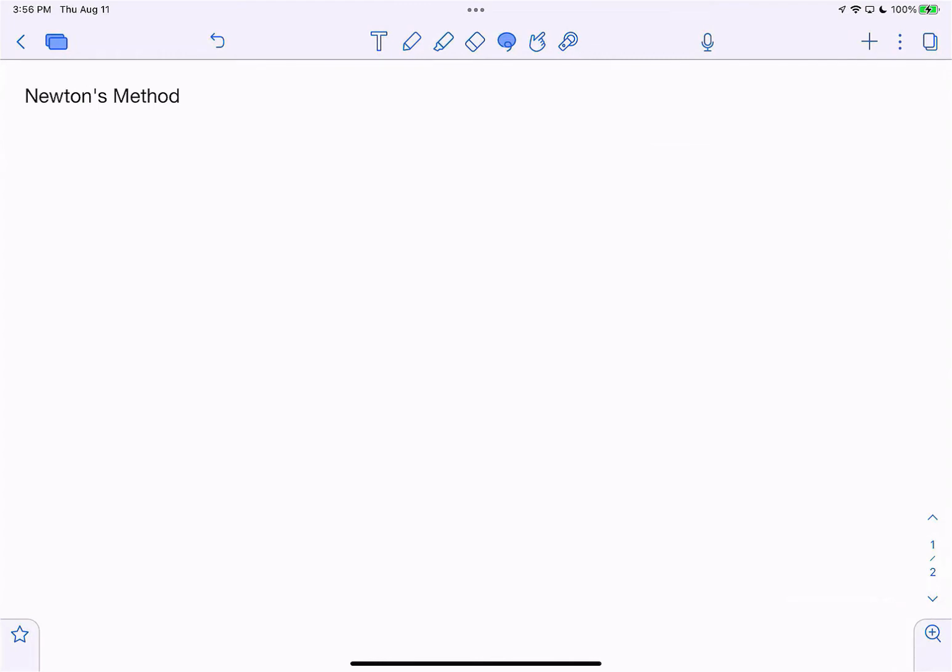Newton's method is a way of finding approximate solutions for equations that we can't find exact solutions for. Like, for instance, something like 2x minus 1 minus the sine of x is equal to 0. When we have a mix of polynomial terms and trigonometric terms, it can be really hard or impossible to find an exact solution.